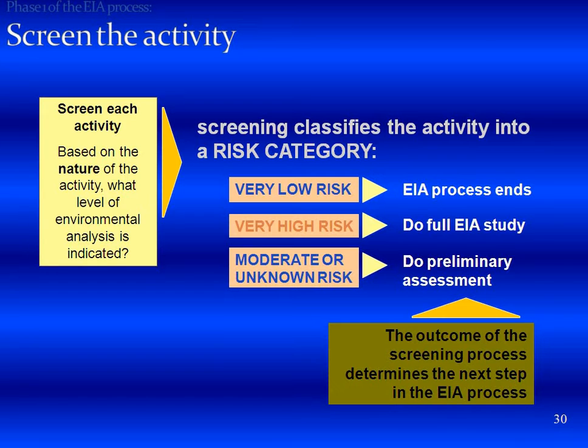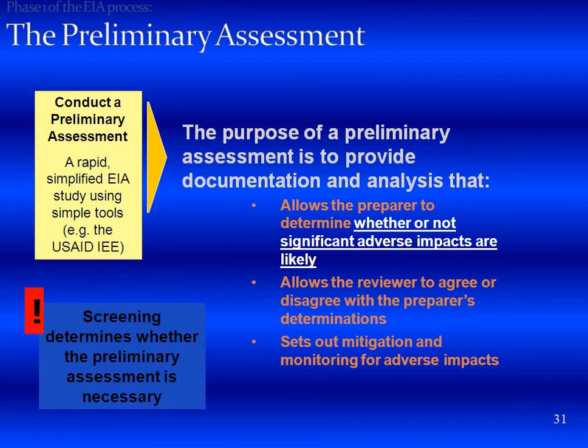Screening classifies activities into risk categories. As per screening, we have low risk, high risk, and moderate risk. We already saw that. Low risk means the EIA ends here. High risk means do a full EIA. Moderate or unknown risk means do a preliminary assessment. The outcome of the screening process determines the next step in the EIA process. A preliminary assessment means a rapid, simplified EIA using simple tools.